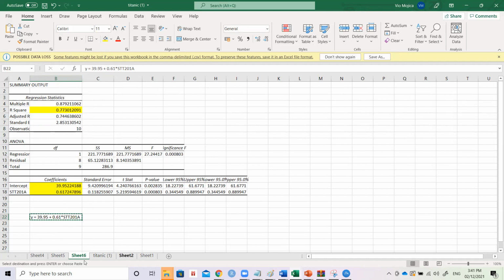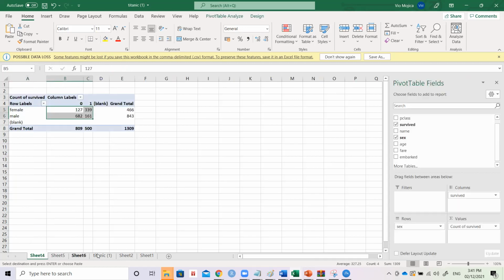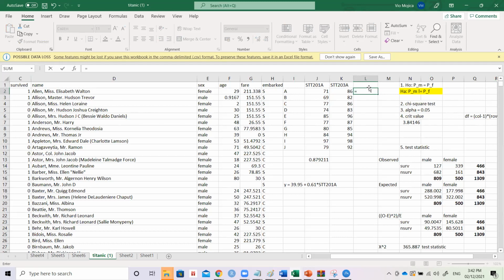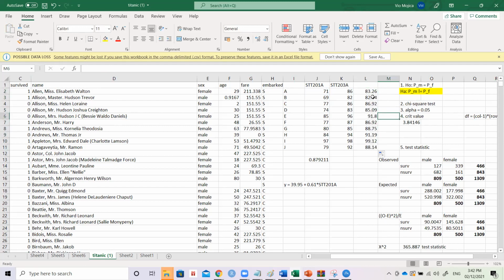Okay, so copy natin. However, the problem is, let's see. Let's try predicting. Suppose we don't know that A will get an 86 from Stat 203. So that's going to be 39.95, if we're going to use the regression formula, 0.61 times Stat 201. So we're going to arrive at these answers. There's always going to be a discrepancy. These are the predicted values.